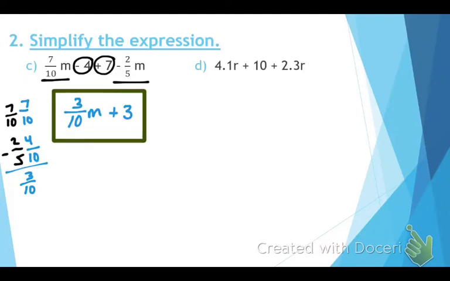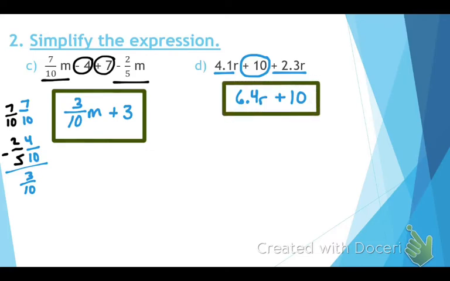Amira, help me to understand what to do first. You have to add your 4.1R and 2.3R. Very good. We want to combine the R family. When you add 4.1 and 2.3, what do you get? 6.4R. Very good. And then what else do I need to do? Drop down your positive plus 10. Excellent. Should I combine those two terms? No, they are not in the same family.